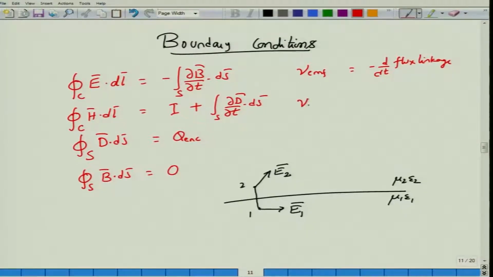Let me just write down this as the magnetomotive force, which must be equal to the current plus the time rate of change of displacement. In other words, this is the displacement current that I have. So now I have all these equations, and what I do is very simple.